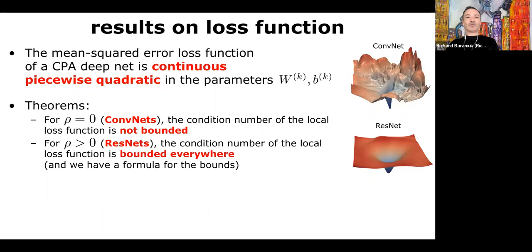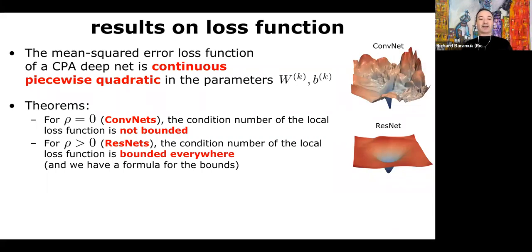Okay, so we can prove the following theorems. For rho equals 0, that corresponds to the convnet case. Well, it turns out that things are bad. The condition number of the local loss function is not bounded. So that's not good. That means locally this piecewise quadratic loss function can have really bad geometry for optimization.